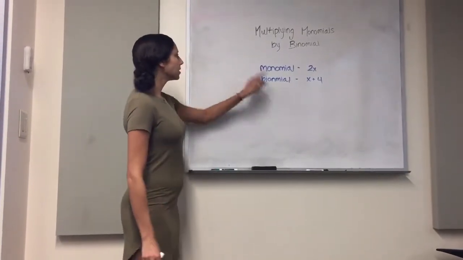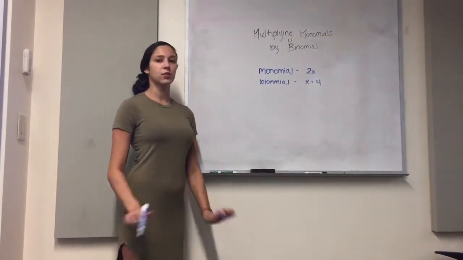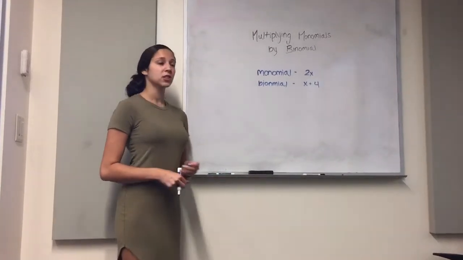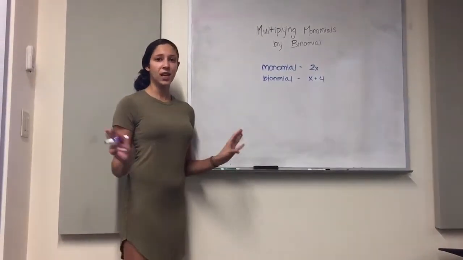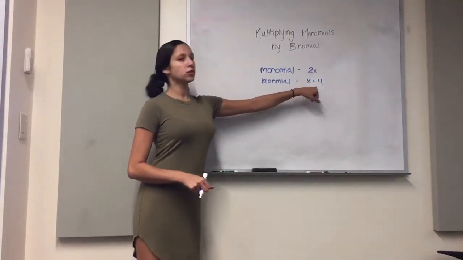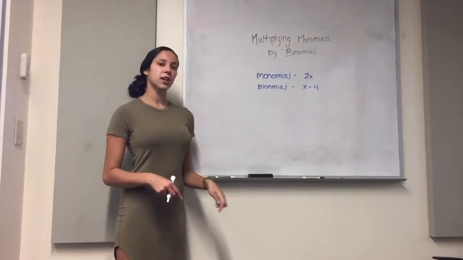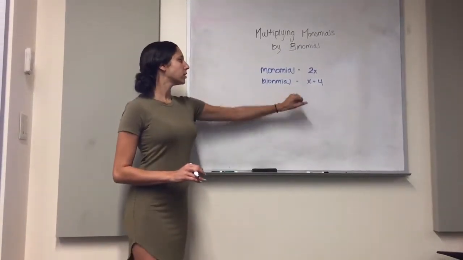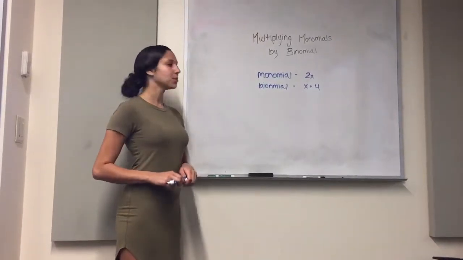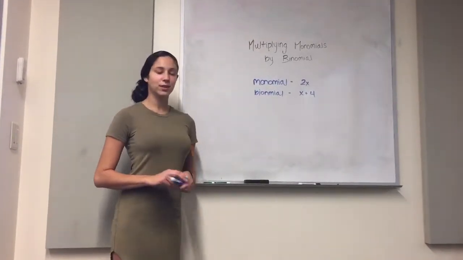So a monomial is just one term. It's just something without adding or subtracting. It's just, for our example here, 2x. So it has a variable, a number, and it's just simple as that. A binomial has two separate terms with either adding, subtracting, multiplying, dividing, whatever you want to call it, in the middle. So we have that in the middle of two terms. And that's what a monomial versus a binomial is.